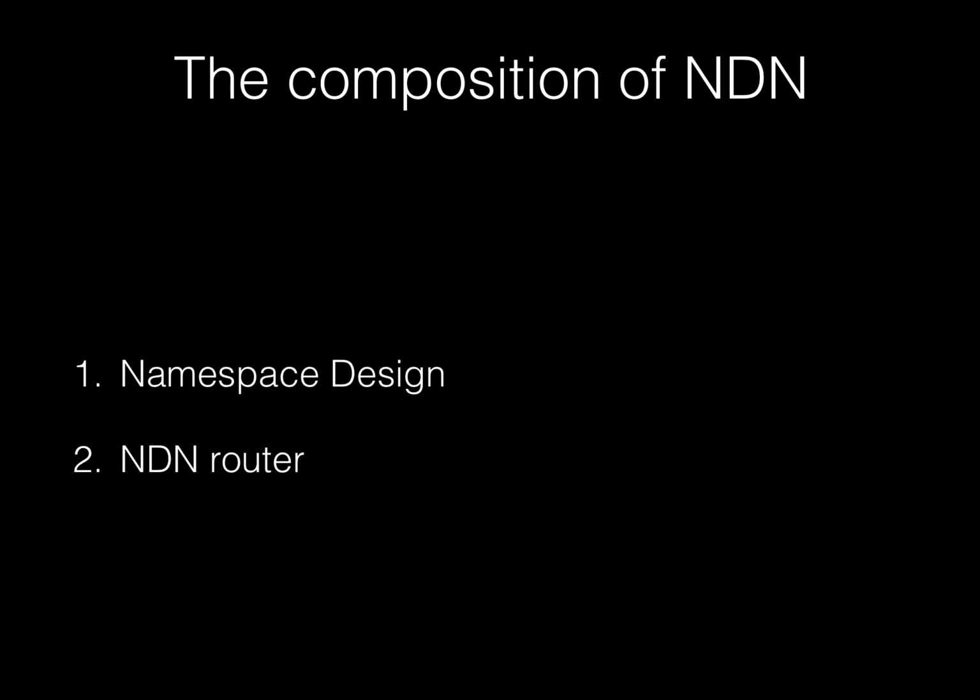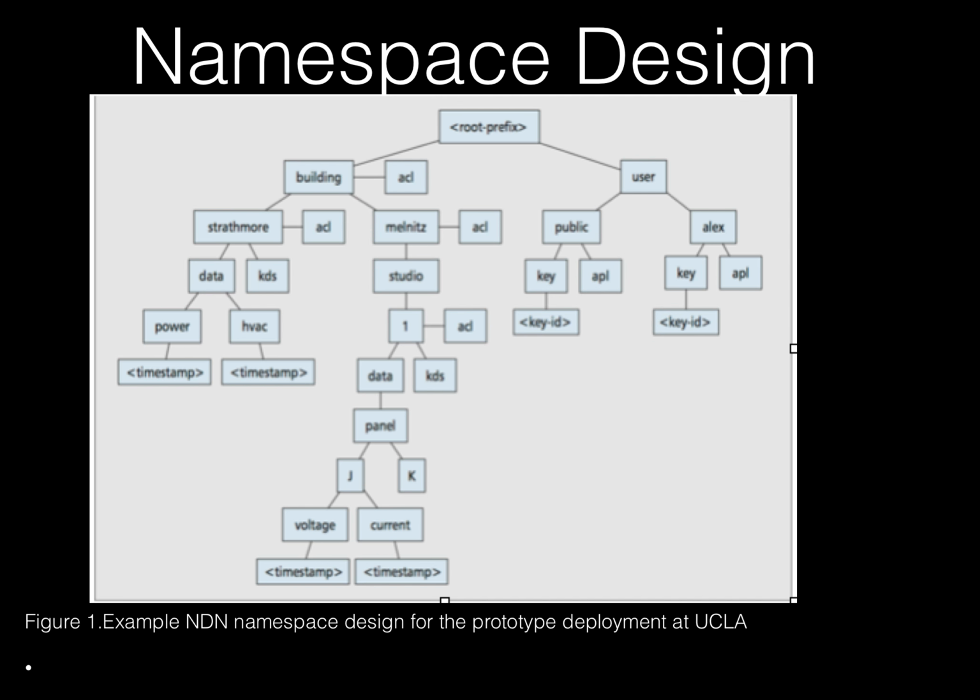So let's take a look at the NDN composition first. It is mainly composed of two factors. The first one is namespace design, and the second one is the NDN router. Let's talk about the first one, namespace design. Because the name of the data is useful when it comes to routing and forwarding at the network layer, the namespace is designed based on hierarchy and human readability.